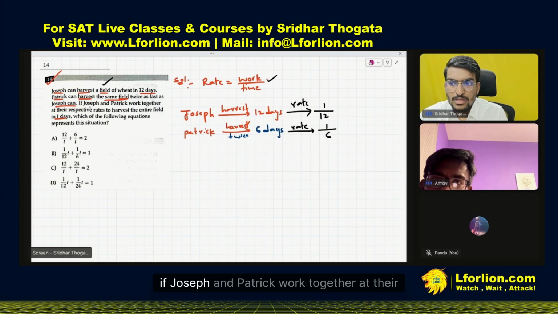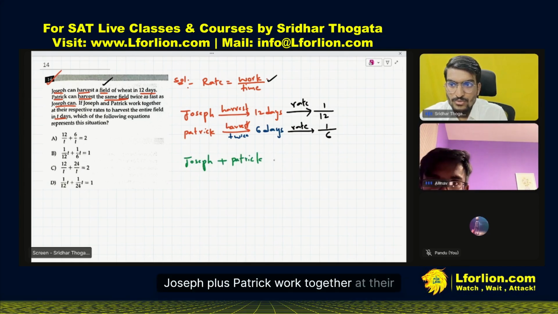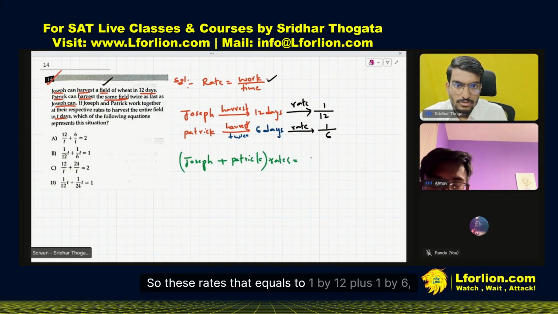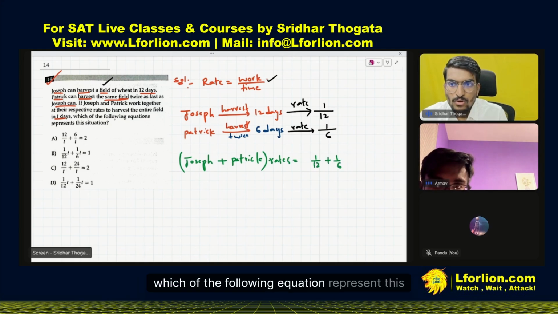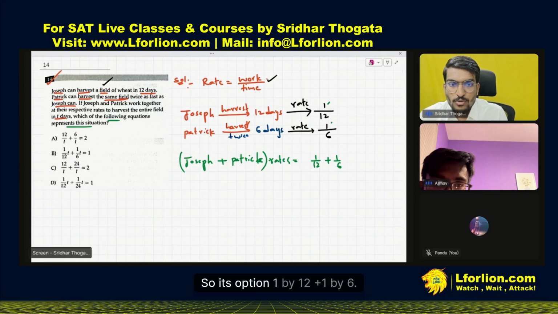If Joseph and Patrick work together at their respective rates to harvest the entire field, so Joseph plus Patrick work together. So these rates equal 1 by 12 plus 1 by 6. Which of the following equations represents this situation? When Joseph and Patrick work together, they harvest one field. So it's the option 1 by 12 plus 1 by 6.